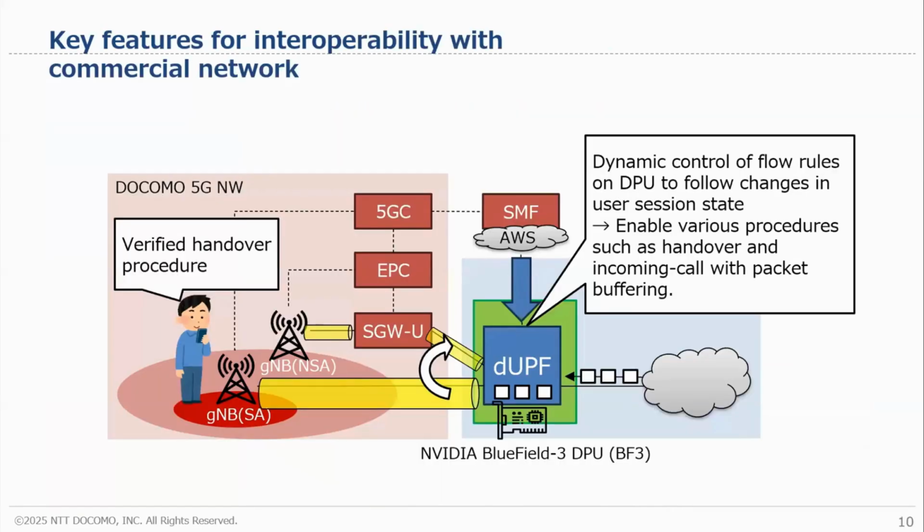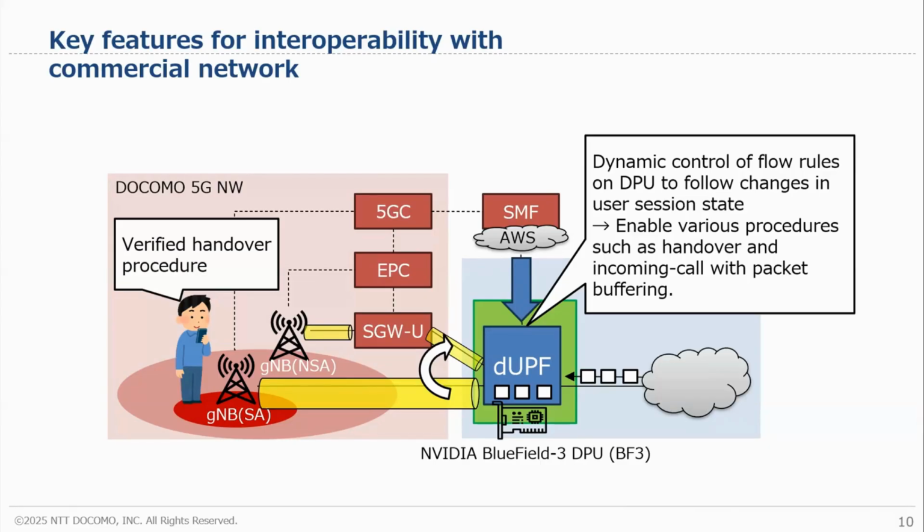And so at this time, we supported two key features for interoperability with commercial networks. The first is that UPF must follow notifications of user session state changes from SMF. SMF is one of the 5G core network functions and responsible for the management of user session states. And so we supported the dynamic control of flow rules on DPU to follow changes in user session states.